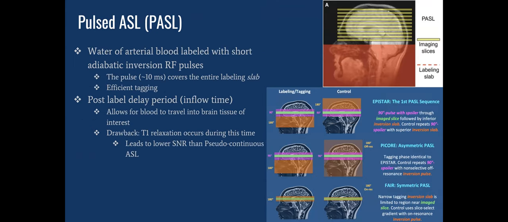Pulsed ASL, the second kind, uses a pulse, as the name depicts, and the water of the arterial blood is labeled with short adiabatic inversion RF pulses. The pulses are about 10 milliseconds, they cover the entire labeling slab, and they're efficient in tagging. The post-label delay period allows the blood to travel into the brain tissue of interest. However, the drawback of this technique is that T1 relaxation occurs during this time, and this leads to a lower SNR than pseudo-continuous ASL, which is the third kind of ASL.